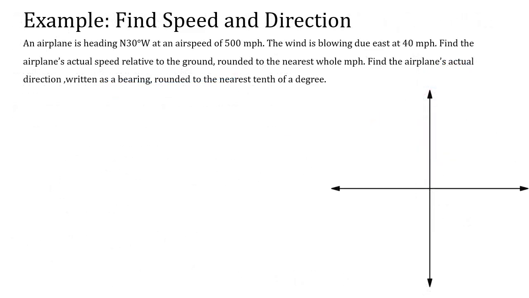Now let's try another example. In this example, we have an airplane that is headed north 30 degrees west at an airspeed of 500 miles per hour. The wind is blowing due east at 40 miles per hour. Find the airplane's actual speed relative to the ground, rounded to the nearest whole mile per hour. Find the airplane's actual direction, written as a bearing, rounded to the nearest tenth of a degree.